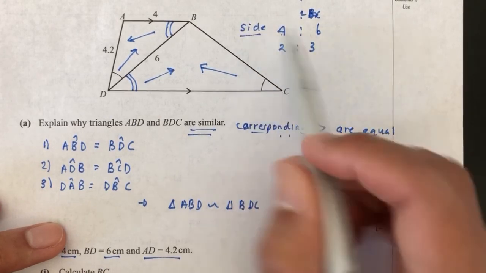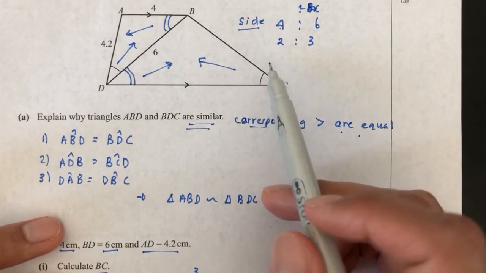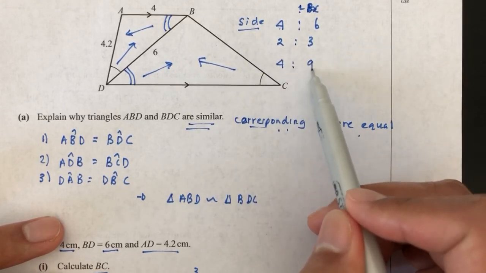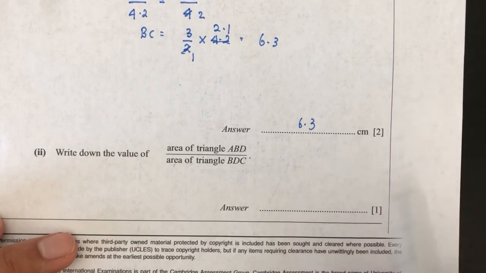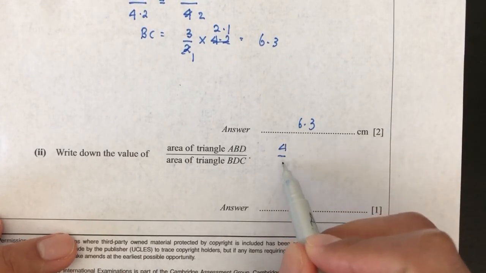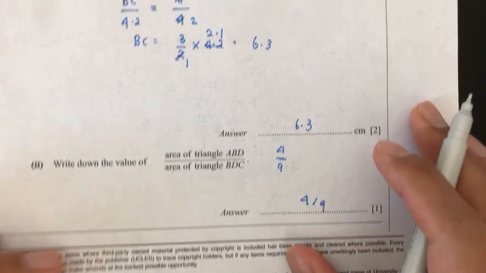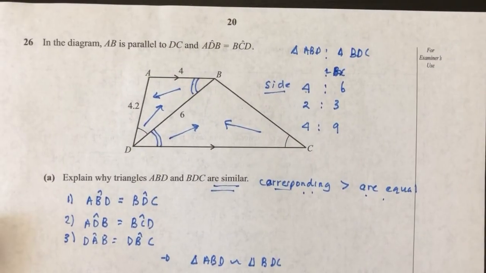So now we have to find the ratio of the area. So we have to square both sides for area. It becomes 4 to 9. So your answer here will be 4 to 9. So write down 4 over 9. And that is your answer for question number 26.